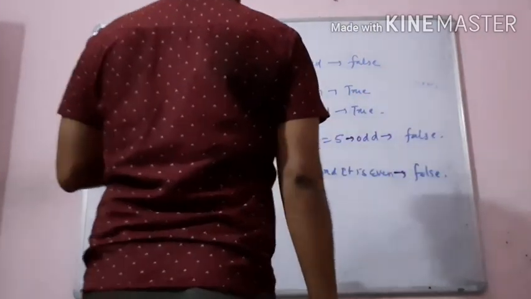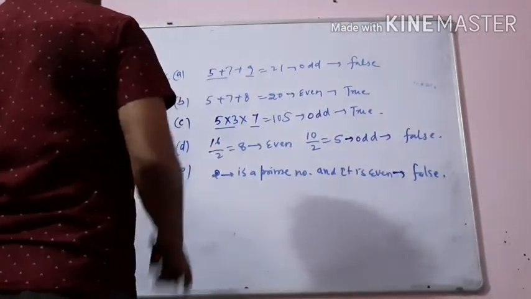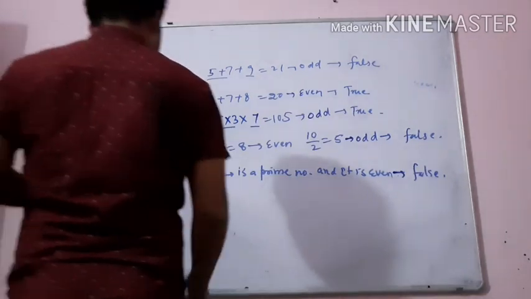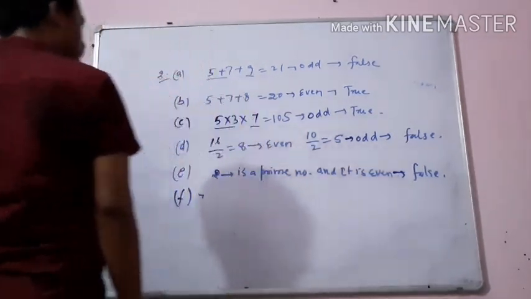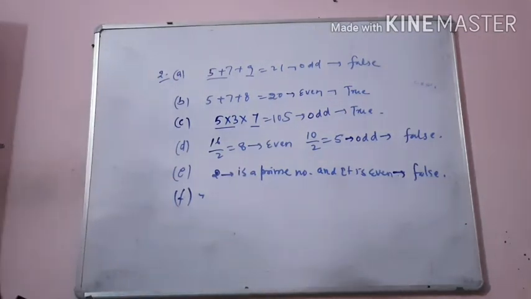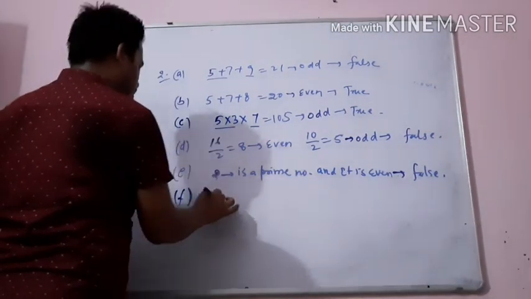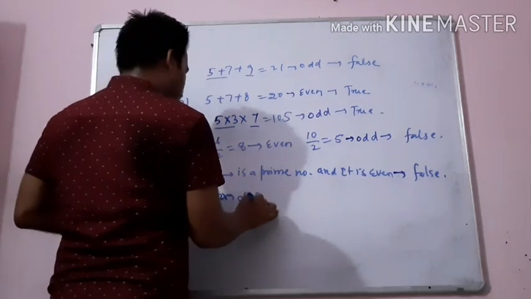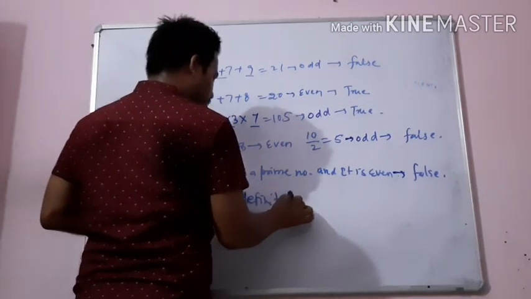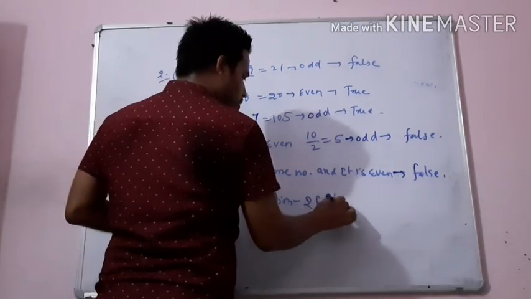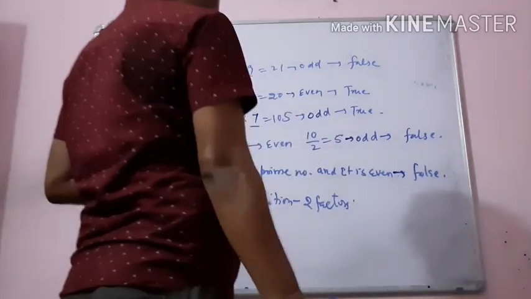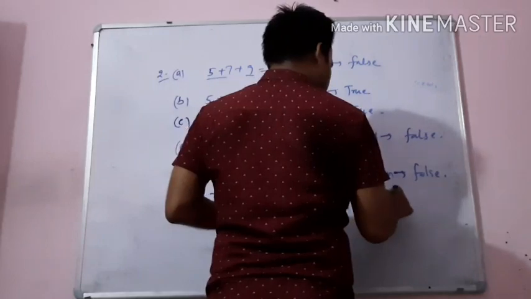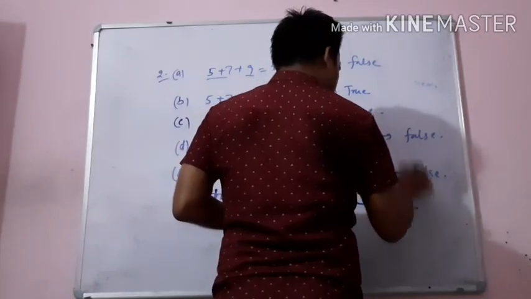Now F. Prime numbers do not have any factor. It is wrong. What is the definition of a prime number? A prime number has two factors. From the definition, we have two factors. So a prime number has factors. So the given statement becomes again false.